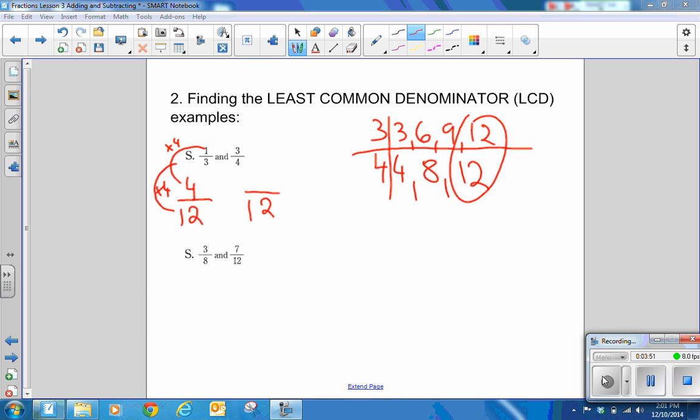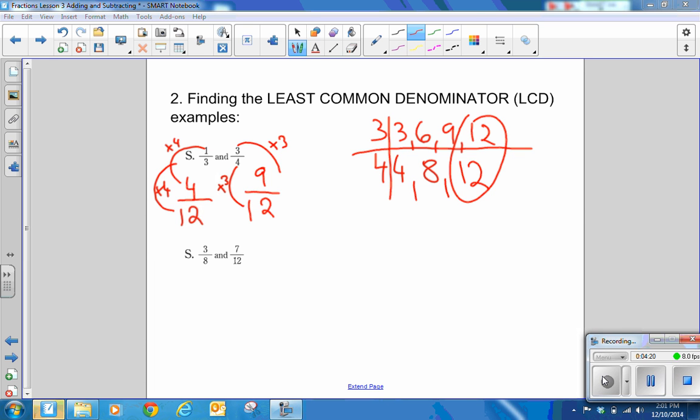Now I'm going to try and change 3/4 to a fraction with a denominator of 12. So 4 times what is 12? Times 3. 3 times 3 gives me 9. So I can see that 3/4 is the same as 9/12. And now that I have those two fractions with the common denominator, which is 12, I can add their numerators.